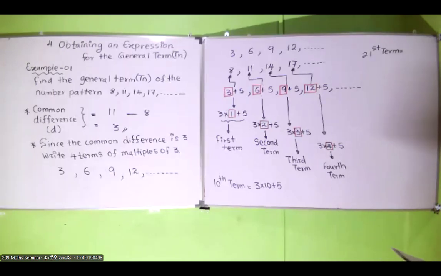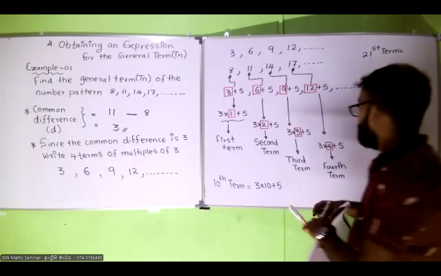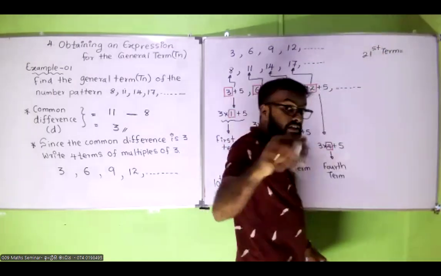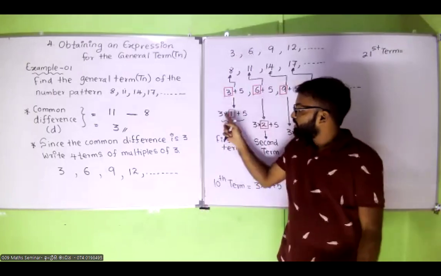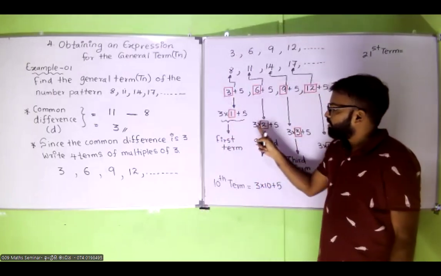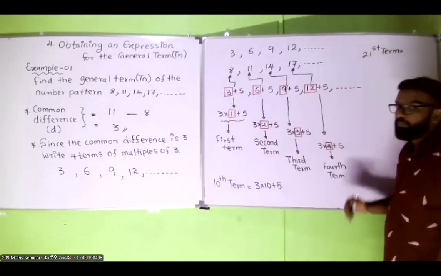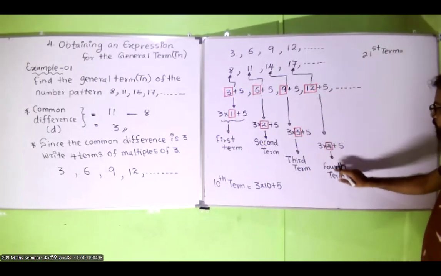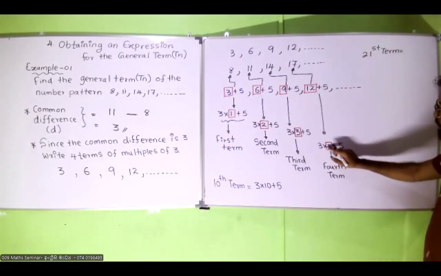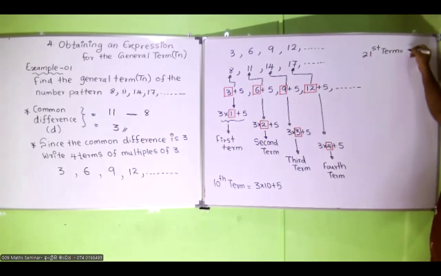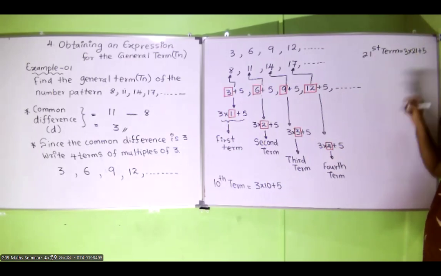So if you want to obtain the 21st term, by looking at this pattern, you can fill the gap. 3 times 4, fourth term, 3 times 4 plus 5. So 3 times 21 plus 5. This is your 21st term.